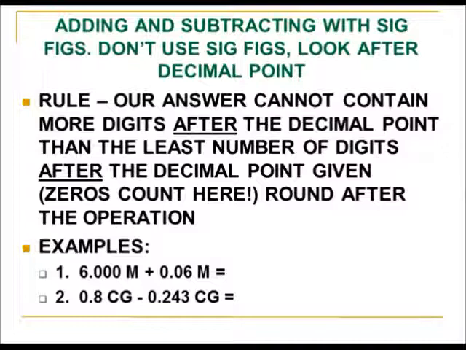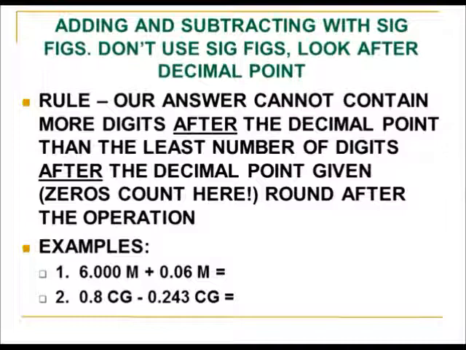So when I look at number 1 here, 6.000 plus 0.06, I just look at how far it goes past the decimal place. That 6.000 is 3 spots past the decimal place, and the second one, 0.06, is 2 spots past the decimal place. So when I add those together, I can only go 6.06. I couldn't put a 0 after that 6, because that's too many spots past the decimal place. I can only go the least number, so in this case I can only go 2 past the decimal place. My answer would be 6.06 for the first one.